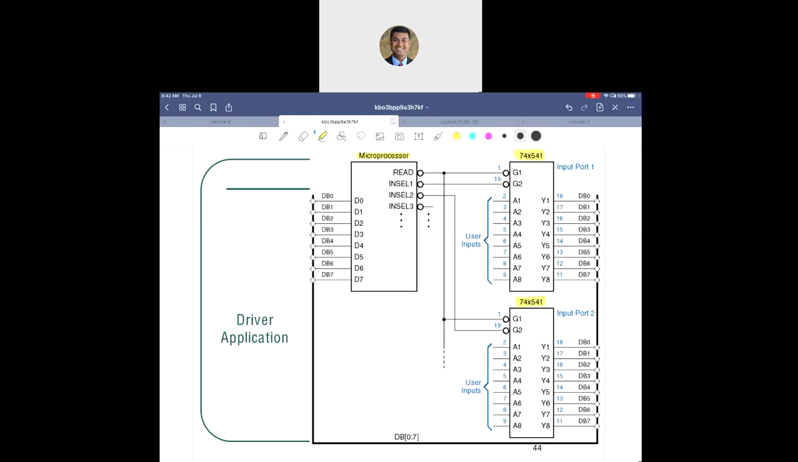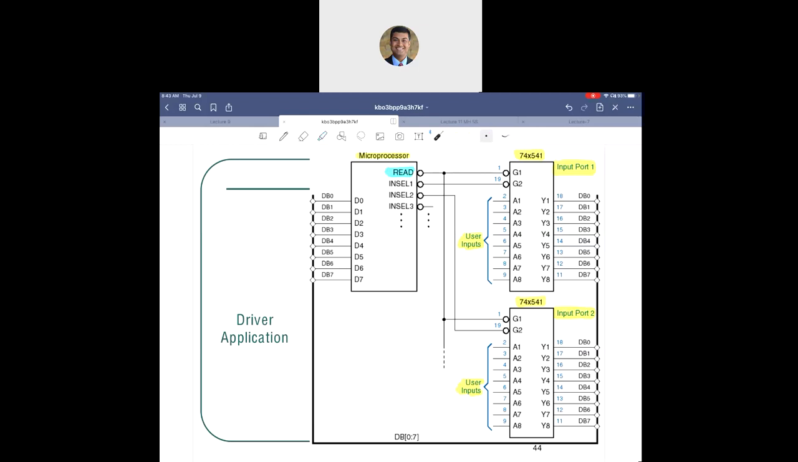The first 74X541 is connected to input port 1, whatever that might be, an 8-bit input port. Maybe a printer, maybe some input port. And there's also another input port, port number 2, for another set of user inputs. So on input port number 1, you have 8 user inputs. And on input port number 2, you have a different set of user inputs. And our microprocessor is trying to read input port 1, or maybe it tries to read input port 2.